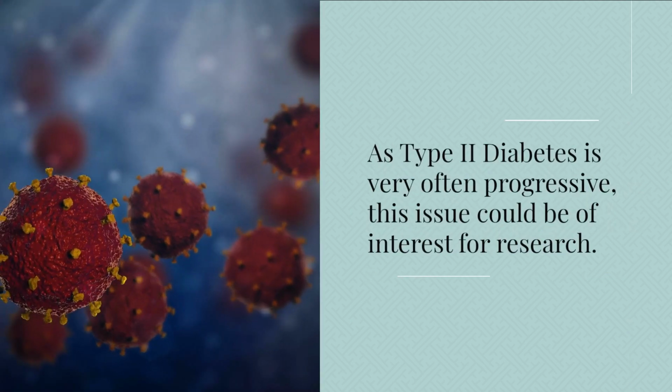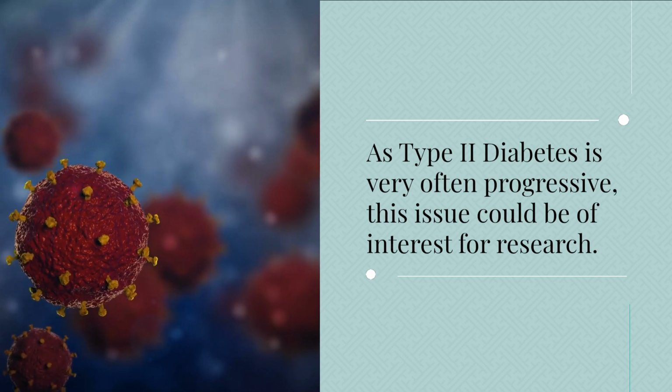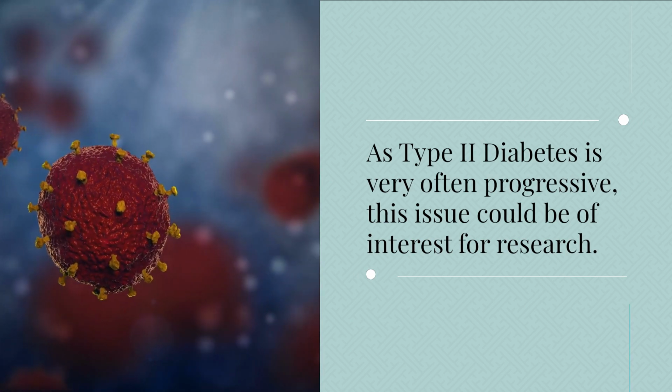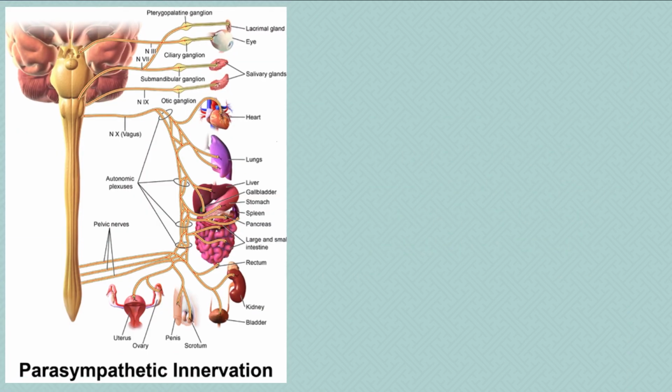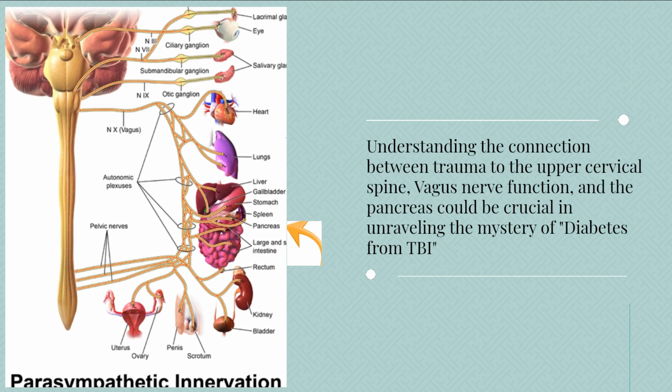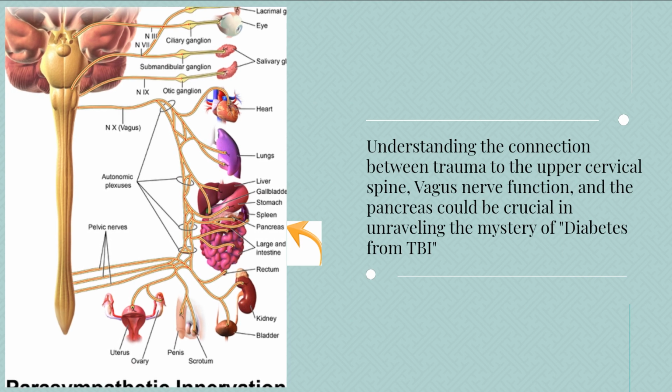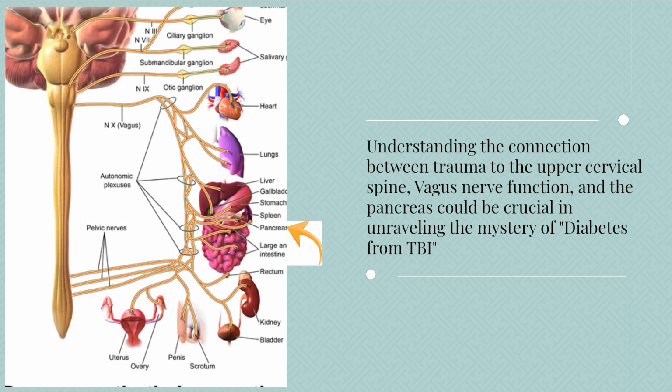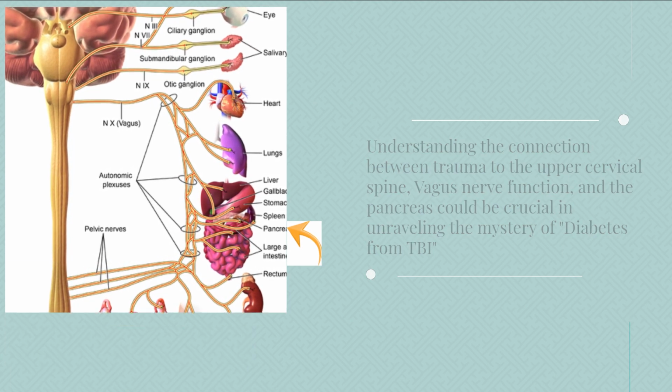As type 2 diabetes is very often progressive, this issue could be of interest for research. Understanding the connection between trauma to the upper cervical spine, vagus nerve function, and the pancreas could be crucial in unraveling the mystery of diabetes from TBI.